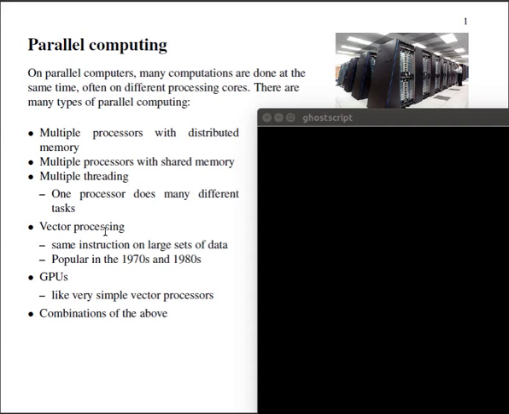Vector processing is not done anymore. It's how computing was done in the 1970s and 1980s. For vector processing, if you have a large vector of data, the same calculation is done on every element of that data at the same time. These were very expensive machines. Then there are GPUs, graphical processing units. These can be used like very simple vector processors. However, they seem to be a lot more difficult to program for than the vector processing machines of the 1970s and 80s. But of course, in reality, all large parallel computers are a combination of these.